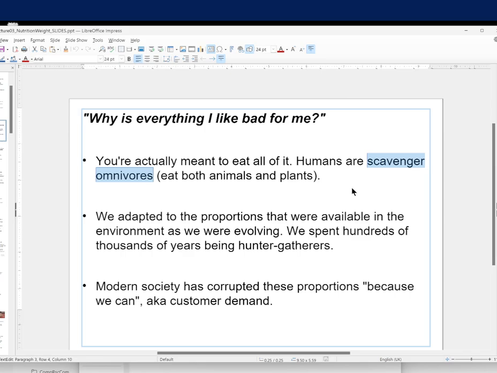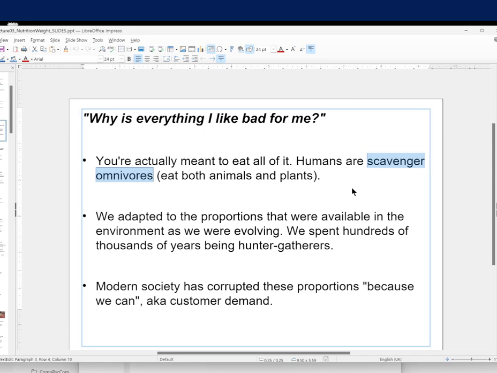Scavenger? No way, man. I ain't eating that roadkill. When you're hungry enough, you will eat it. You just haven't been hungry enough. So when we were hunter-gatherers, we didn't even invent the concept of a house yet. We were living in caves or under trees, and we scavenged.